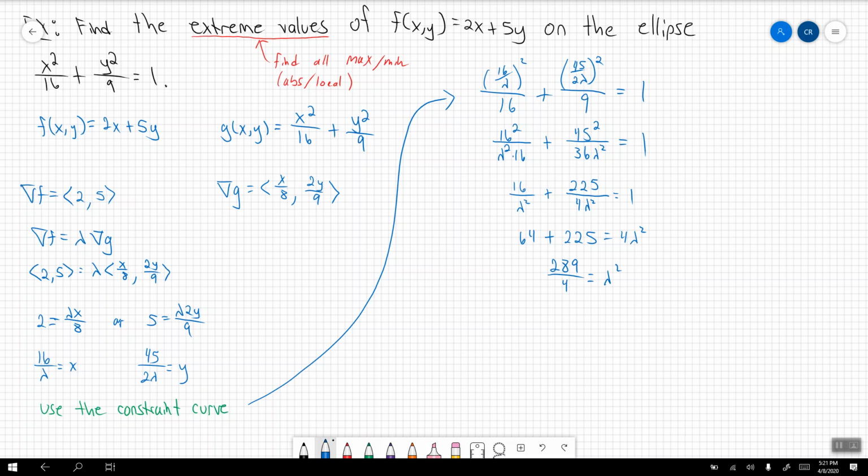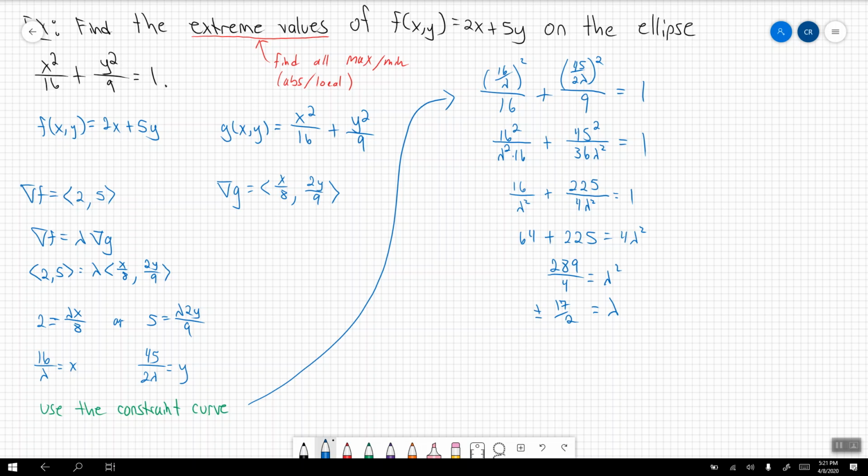So 289 divided by 4, and what we're going to do is take the square root of that, that way we can solve for lambda. So let's go ahead and take the square root of that, and it should be 17 divided by 2. So we get lambda to be plus or minus 17 divided by 2. Now please be careful. Since you took the square root, you need to account for both positive and negative versions of the lambda.